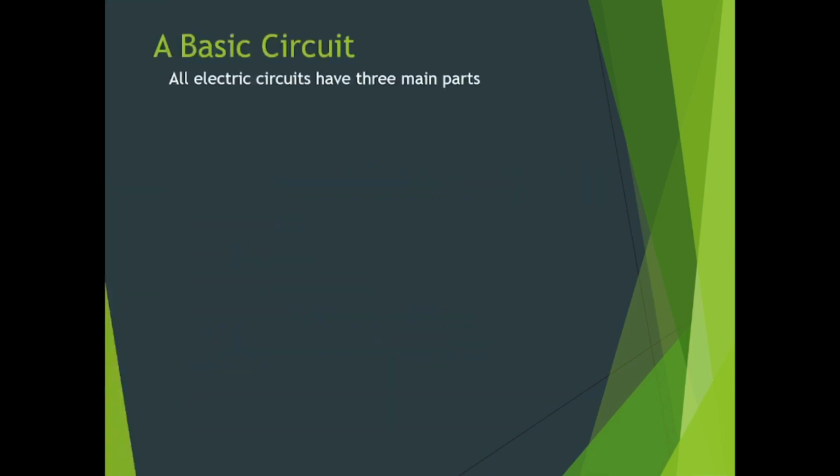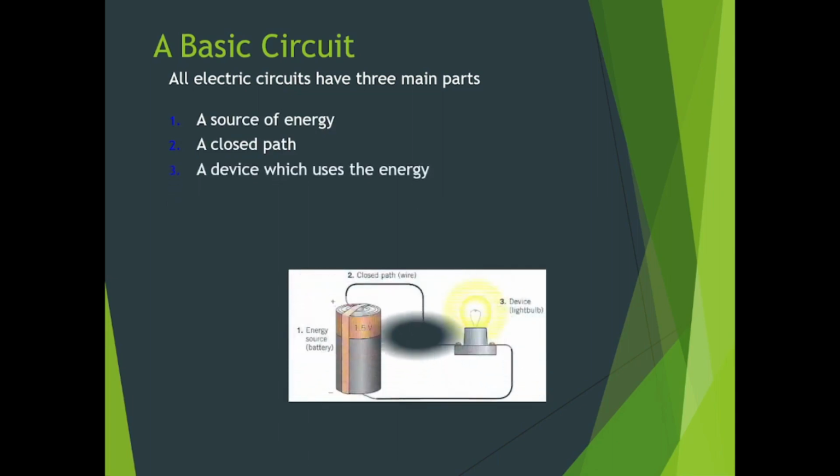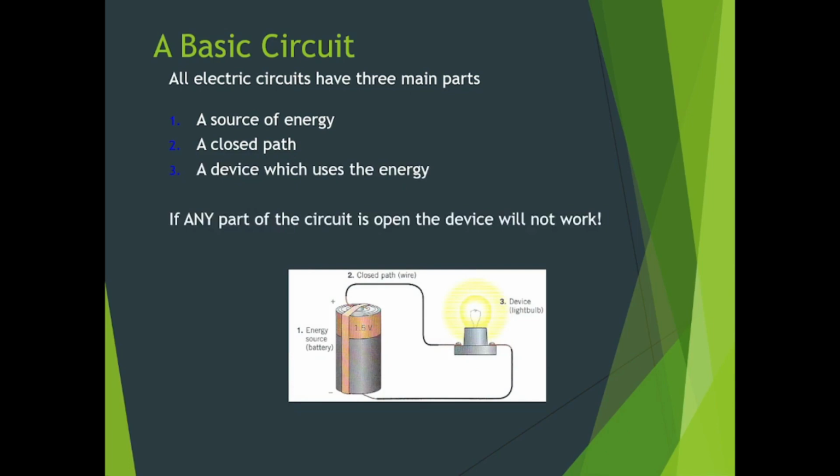A basic circuit has three main parts: a source of energy, also known as voltage source, a closed path or conductors for the current to flow, and a device which uses the energy, also referred to as electrical load. If any part of the circuit is open or missing, the device will not work.